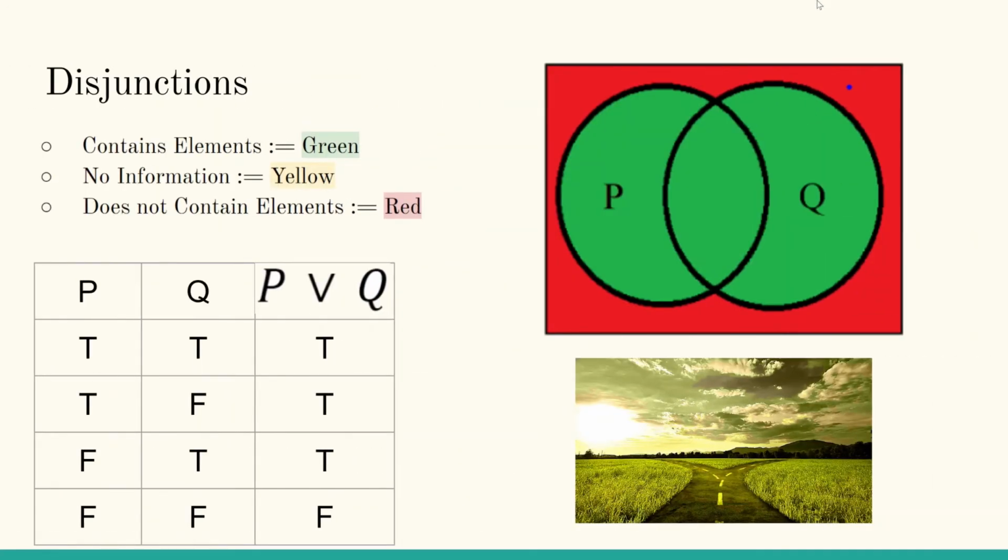A disjunction is true only when either of the 2 statements are true. For example, if you are driving and come across a fork in the road, then if either of the roads are unobstructed, you can proceed driving forward.